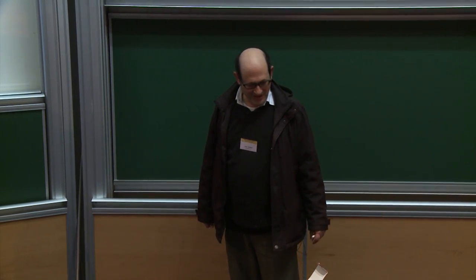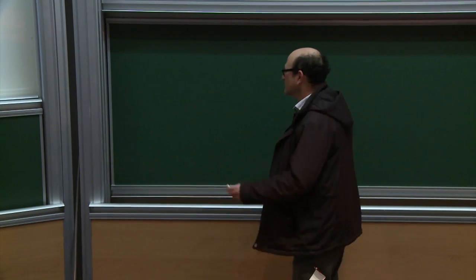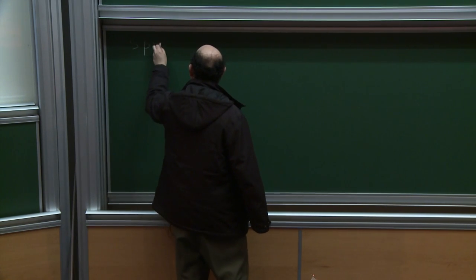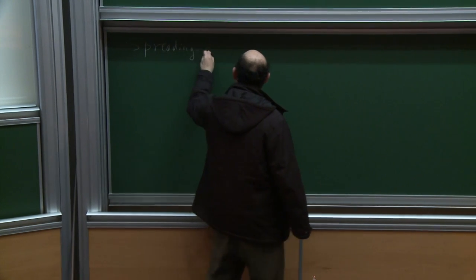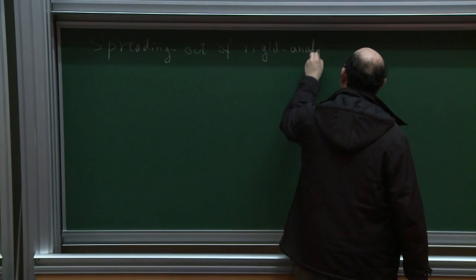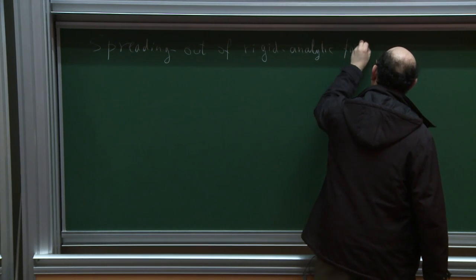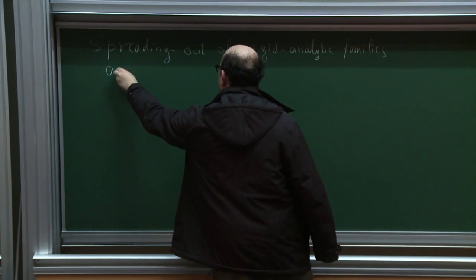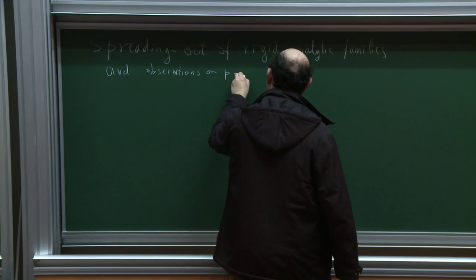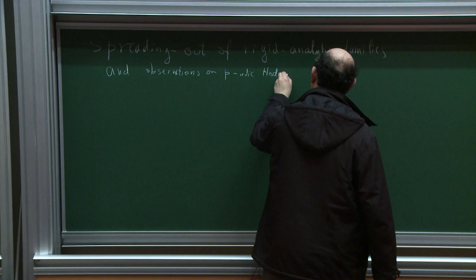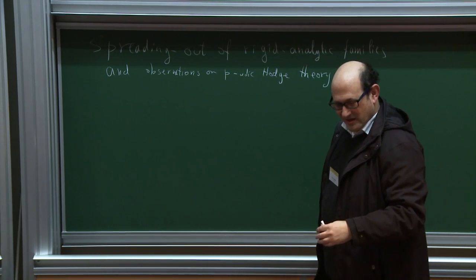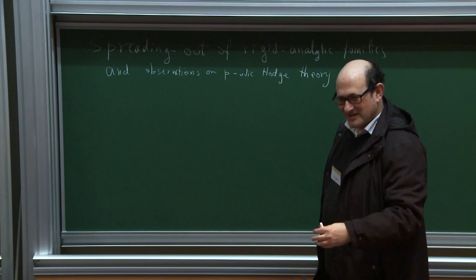So I will speak about work with Brian Conrad. The title was given by Luzi: spreading out of rigid analytic families and observations on P-adic Hodge theory. This is a work which is still being written, because there are some technical details which are not so clear.